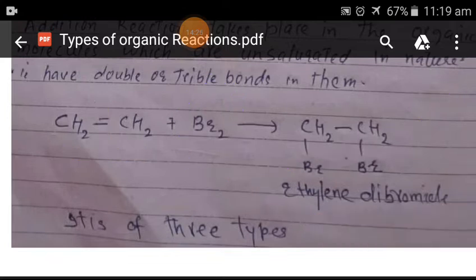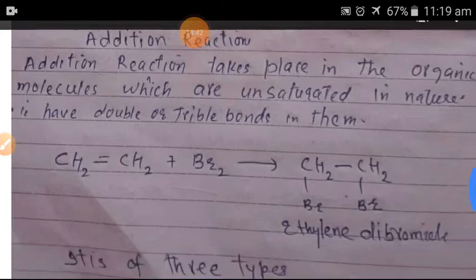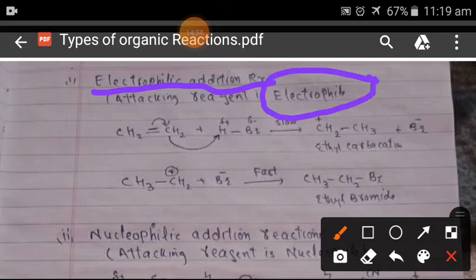But this addition reaction is also of three types, depending upon the attacking reagent, whether it is an electrophile, a nucleophile, or a free radical. Accordingly, we have three types of addition reaction. The first is the electrophilic addition reaction. Electrophilic addition reaction means that addition occurs due to the attack of the electrophile.